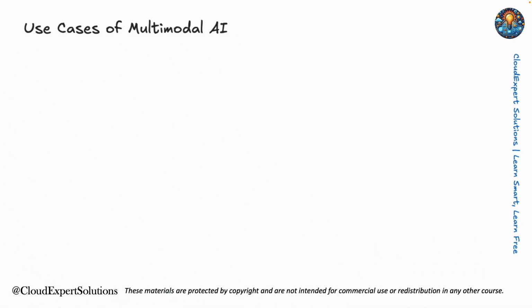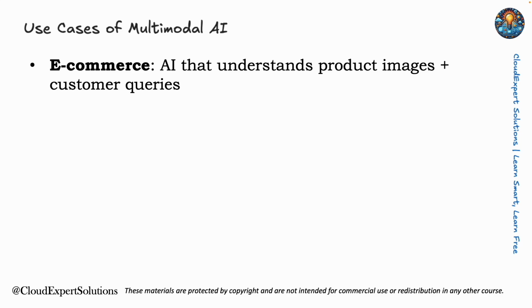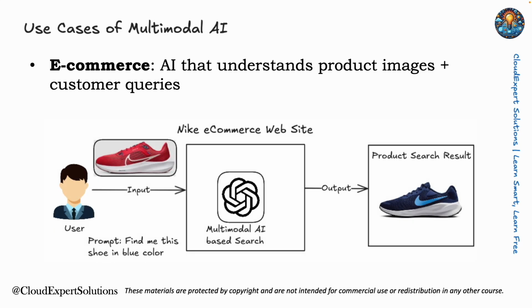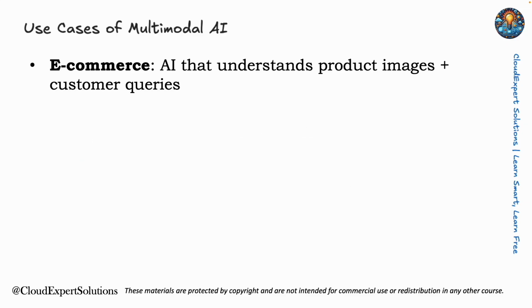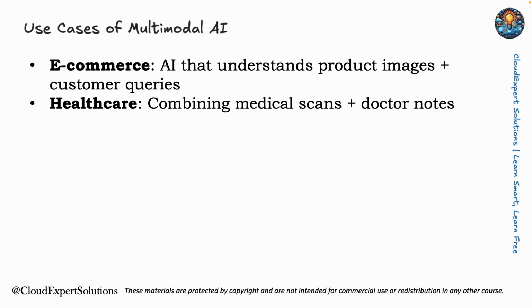Now let's look at some real world use cases. To start with, e-commerce. You take a photo of a shoe and type, "Find this in blue." The AI will match both the image and the text.